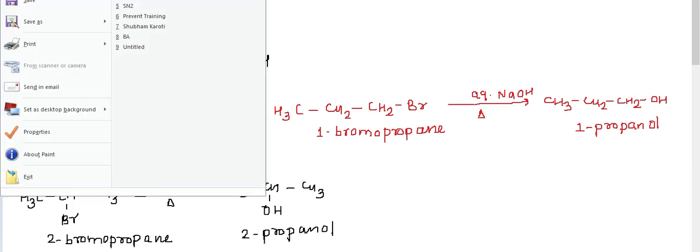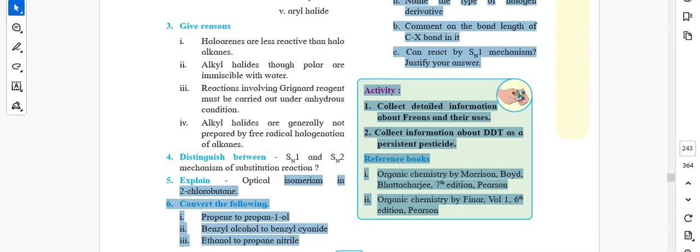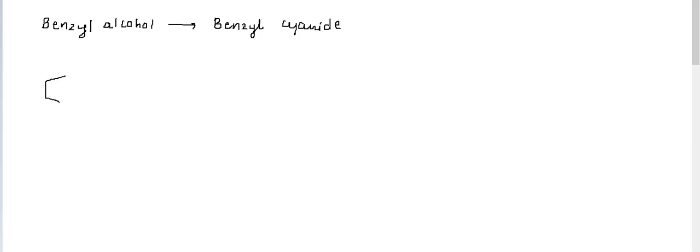The next question is benzyl alcohol to benzyl cyanide. Let's convert benzyl alcohol to benzyl cyanide. Let's write in words first, benzyl alcohol to benzyl cyanide. Let's draw the structure of benzyl alcohol first. Most of the students make this mistake. They just write OH over here and call it benzyl alcohol, but this is not benzyl alcohol.